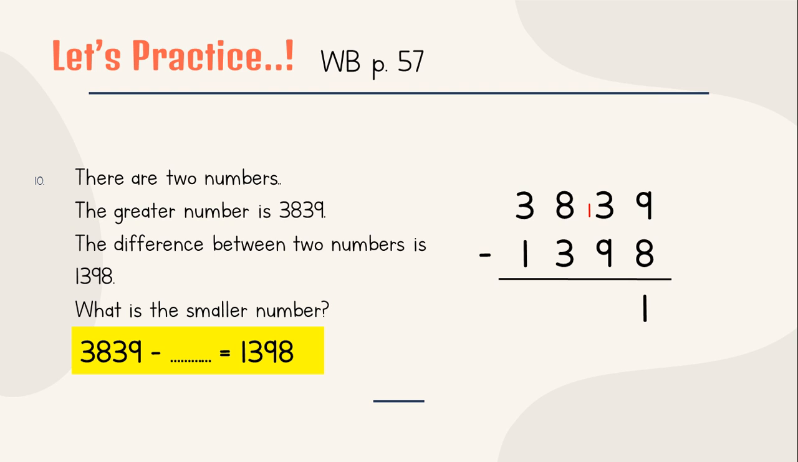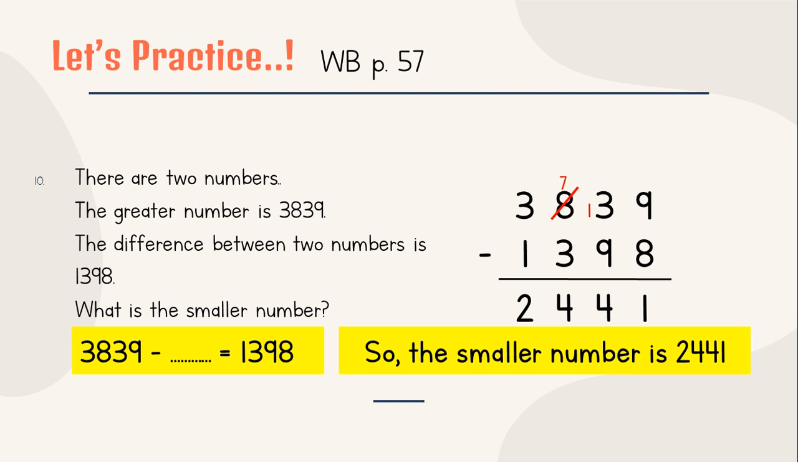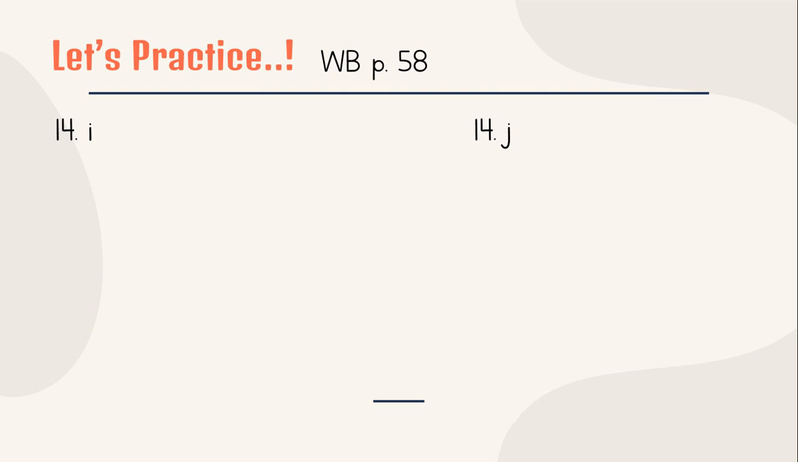Okay, 9 minus 8, 1. So these 3 cannot write. Okay, 4, 7 minus 3, 4, 3 minus 1, 2. So the smaller number will be 2441.